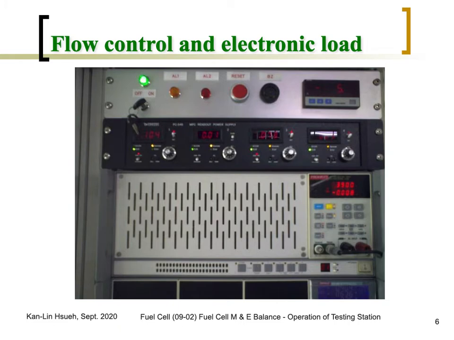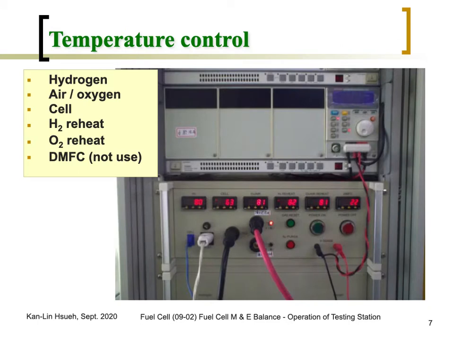This is the electronic flow rate and the electronic load underneath that. And then this temperature control is able to control hydrogen, air, oxygen, cell temperature, hydrogen reheat. That means the heating tube where you just saw on the oxygen reheat, and even the direct mass fuel cell.